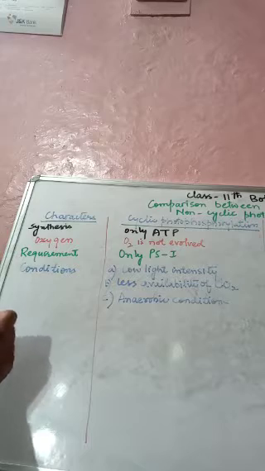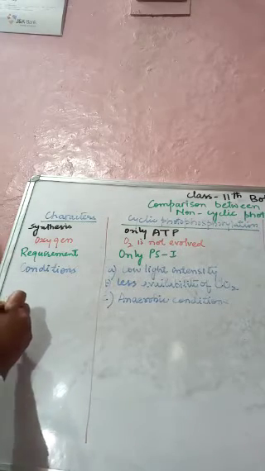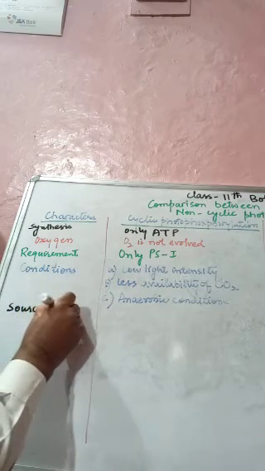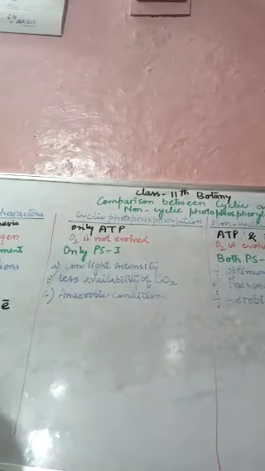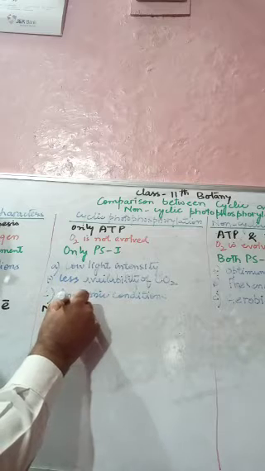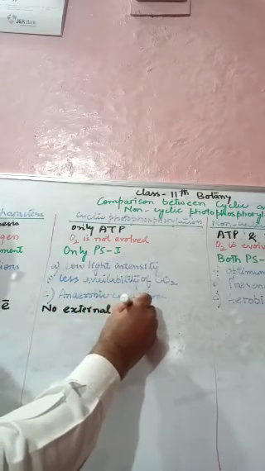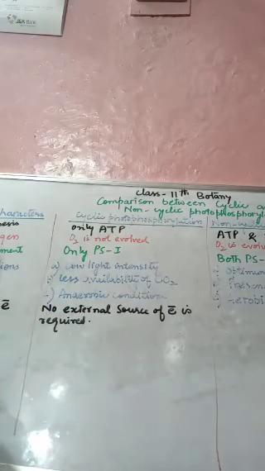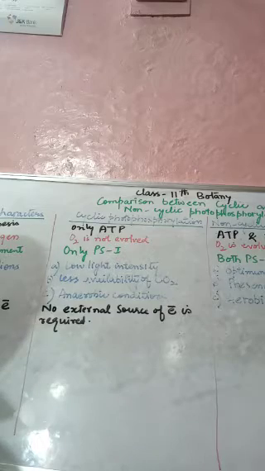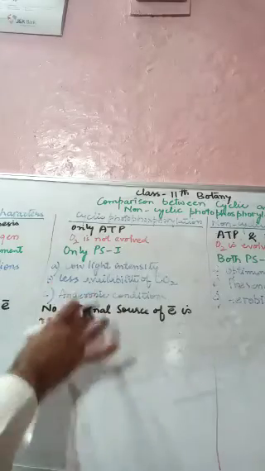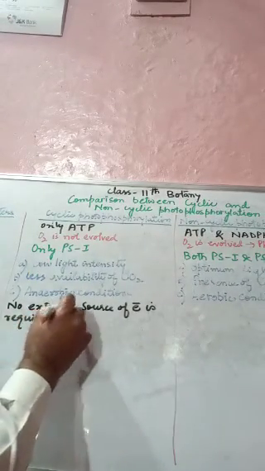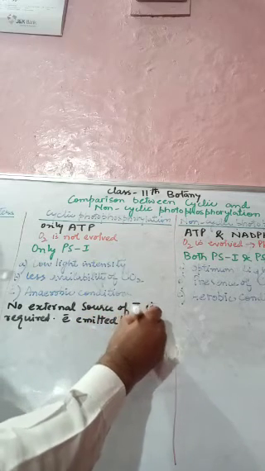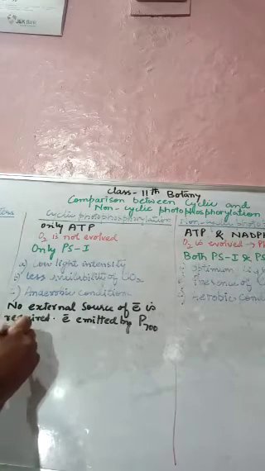Next is the source of electron. In cyclic photophosphorylation, no external source of electron is required. Whatever electron is emitted by chlorophyll P700 is recycled back. So no external source of electron is required. Simply, the electron emitted by photosystem P700 is recycled back.